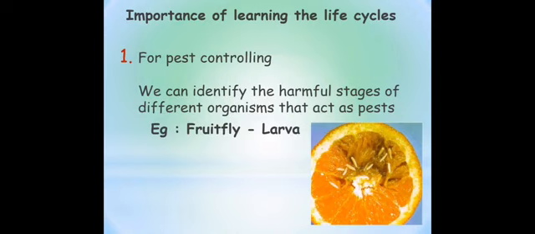Why are we learning about life cycles? What is the importance of learning the life cycles? Number 1, for pest controlling. We can identify the harmful stages of different organisms that act as pests by learning about life cycles. For example, fruit fly larva. In the diagram, you can see the destruction made by fruit fly larva.